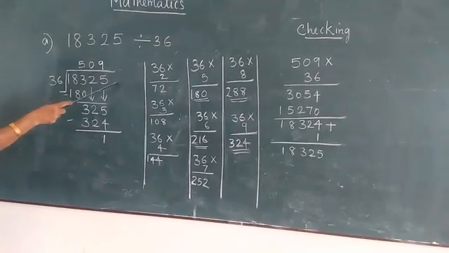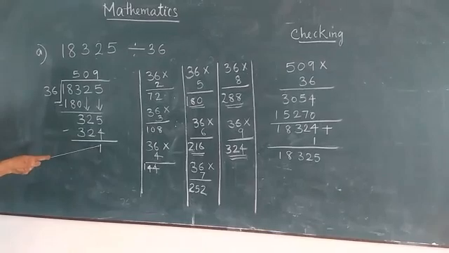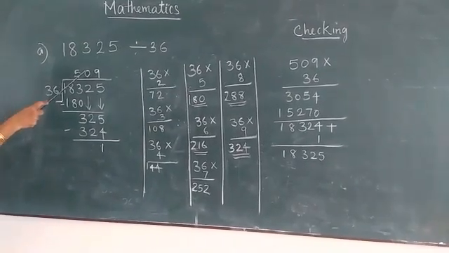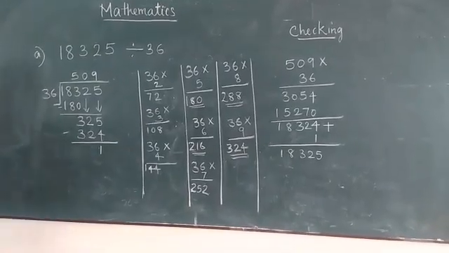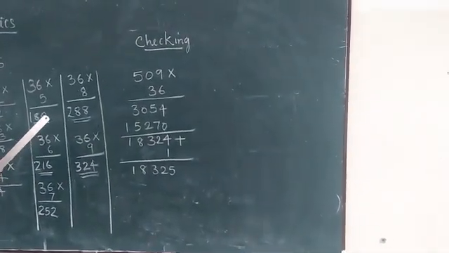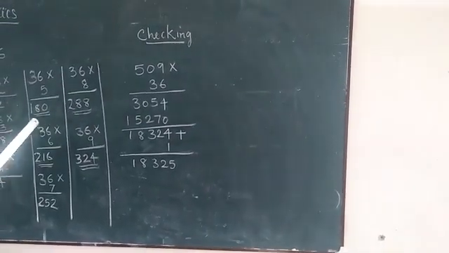Then there is no digit to write down, so our division is completed. This digit will be the remainder. This will be the quotient. Our question is to divide and check. So we have to check the answer.